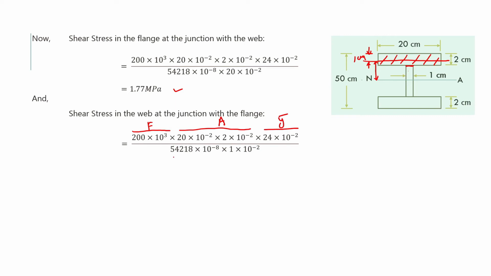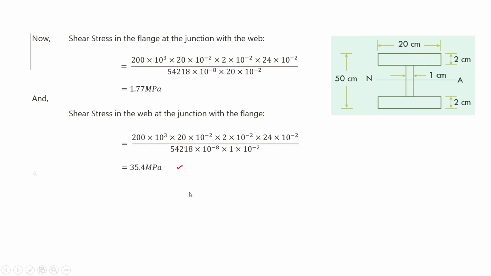Now I is the moment of inertia जो हमने already find out किया है. And B. Now what is B? B is the width. किसकी width? We are finding the shear stress in the web at the junction with the flange. तो at the junction with the flange web की जो width है this is 1 centimeter. So we are considering this 1 centimeter, means 1 into 10 to the power minus 2 meter. So this is the B. So now solving it further, we will get this is 35.4 megapascal.